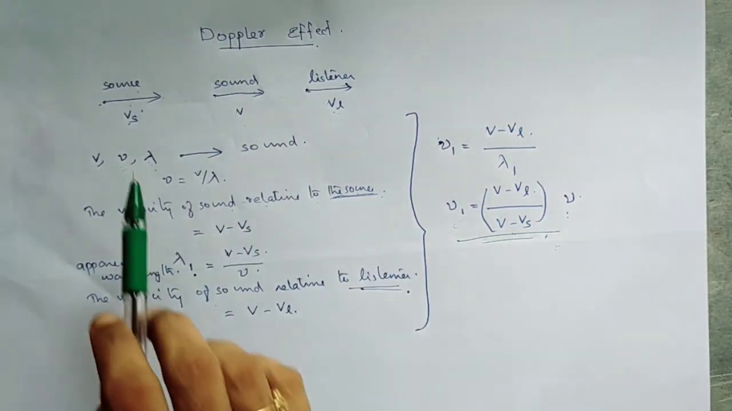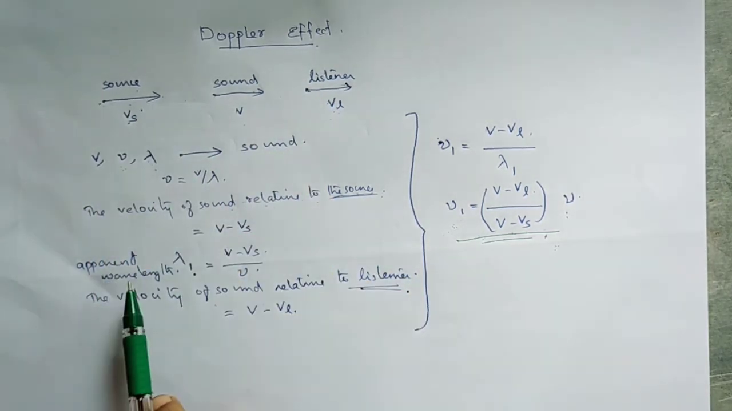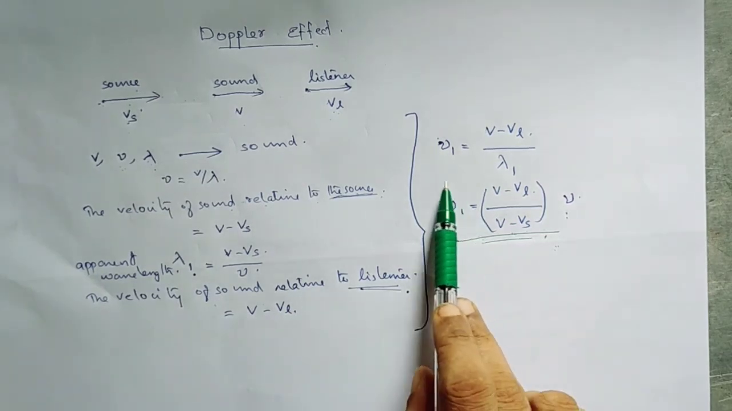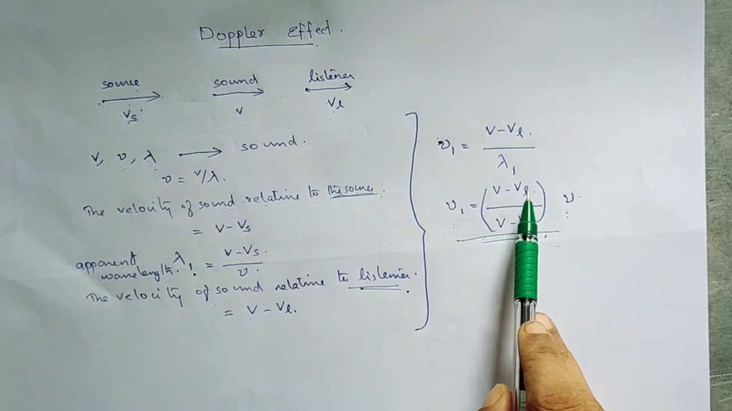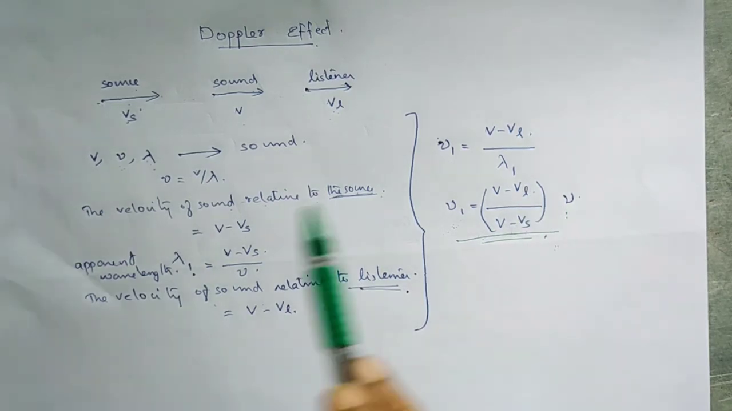If the source and listener both are in the same direction, what is the apparent frequency heard by the listener? Nu1 is equal to V minus VL divided by V minus Vs into nu.